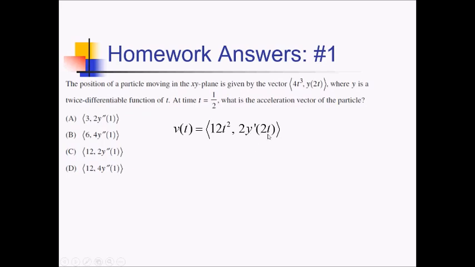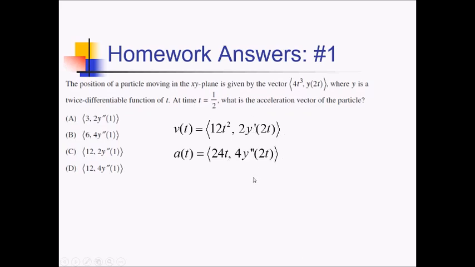All right, let's keep going. And you'll notice in the answer choices, they haven't actually done anything with y other than double prime it. So this is definitely the right path we're going down. For acceleration, we need the derivative of velocity. That's going to be, let's see, this first one is going to be 24t. And this next one, using the chain rule again, we've got 2y double prime of 2t times another tail of 2. So 4y double prime of 2t.